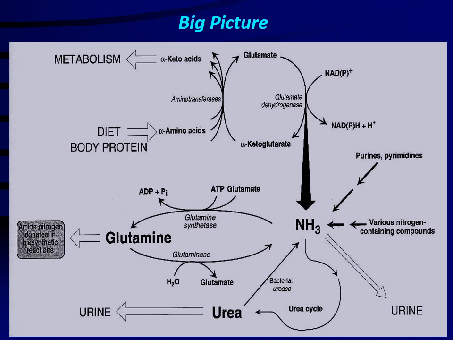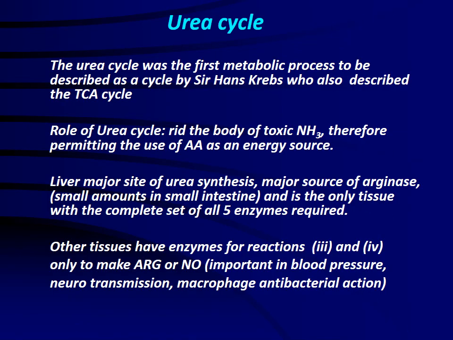Urea is less toxic than ammonia. So in subsequent reactions, liver converts ammonia to urea. These reactions are known as urea cycle. Urea cycle was the first metabolic process to be described as a cycle by Sir Hans Krebs, who also described the TCA cycle. Role of urea cycle: rid the body of toxic ammonia, therefore permitting the use of amino acid as an energy source.